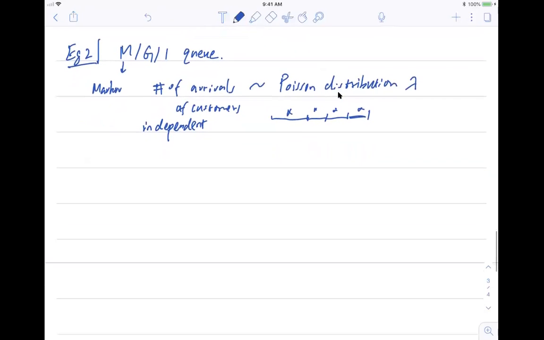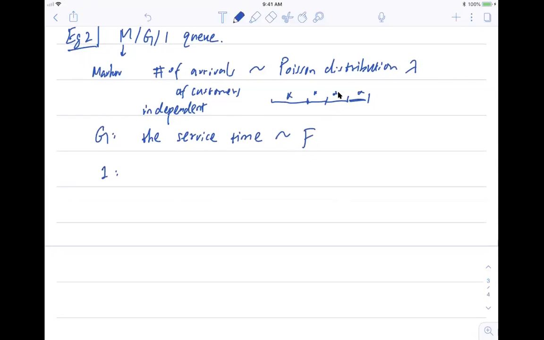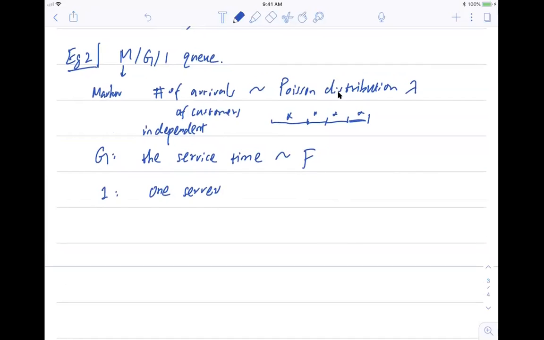Okay. So G here means general. It refers to the service time, which satisfies a distribution F. So the service time satisfies a general distribution F. And the 1 here basically means there's only one server. Everyone is waiting there to get served, like you queuing to get served in a supermarket or something. So just one server.